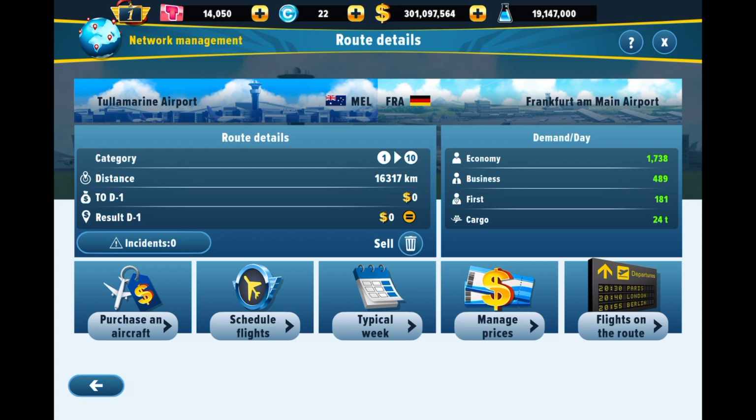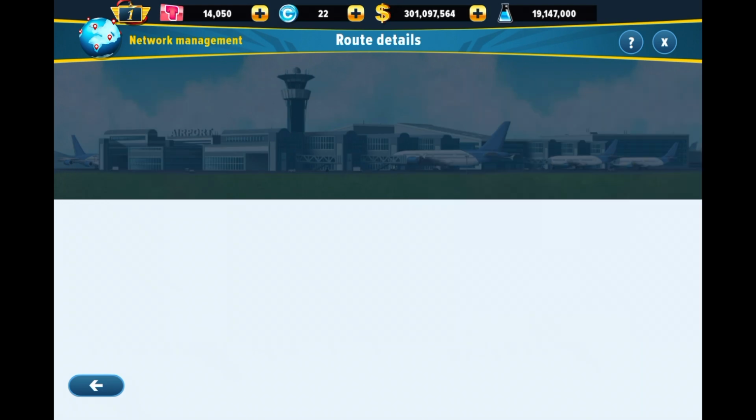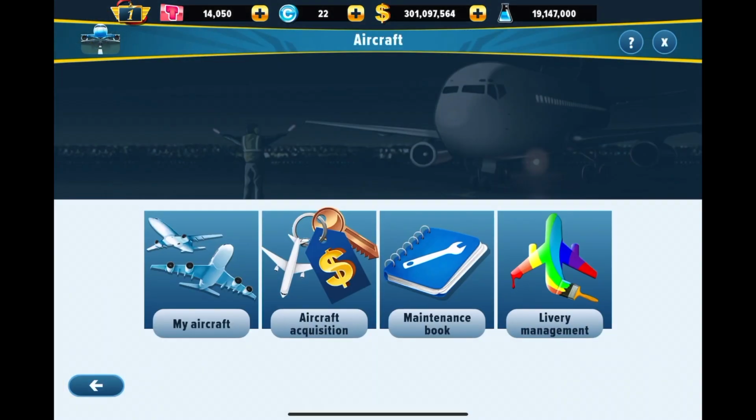If I have to deploy an aircraft between Melbourne and Frankfurt, I need to know the demand for the respective classes. So I have a demand of 24 tons of cargo, 181 first class, 489 business class, and 1738 economy class. So there is some room for first and business class. I guess I will schedule appropriate ratios while configuring the aircraft as I purchase it. Let's go ahead now and get that aircraft.